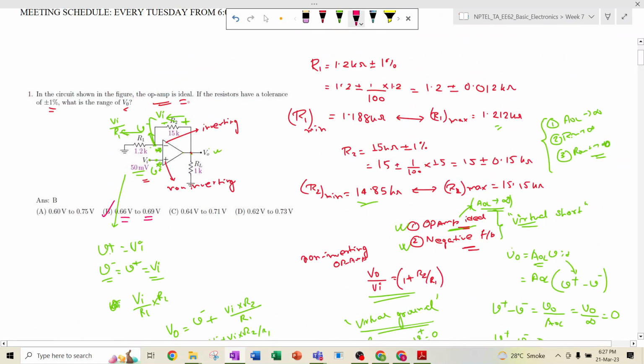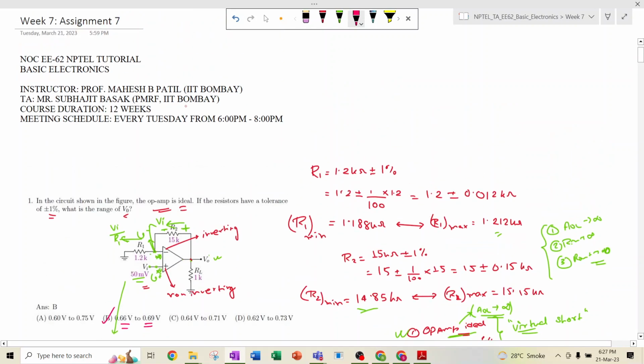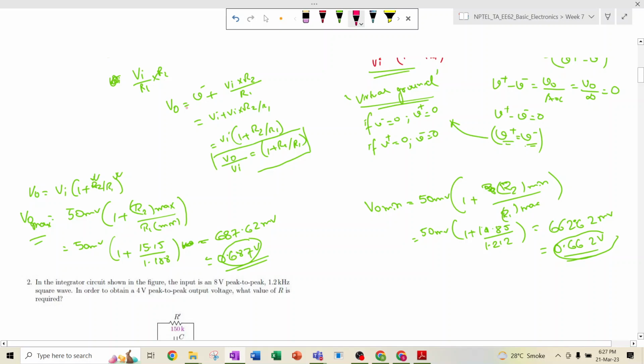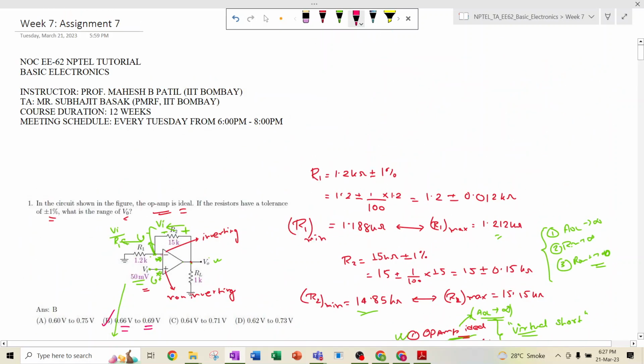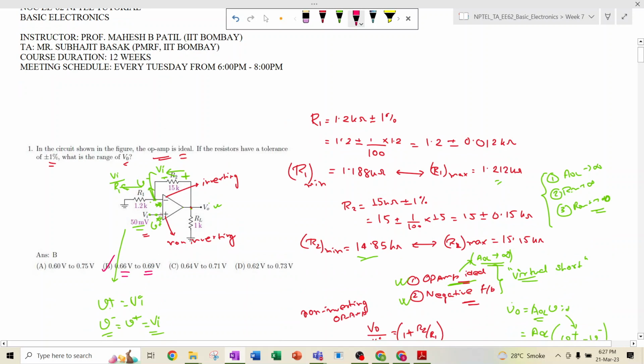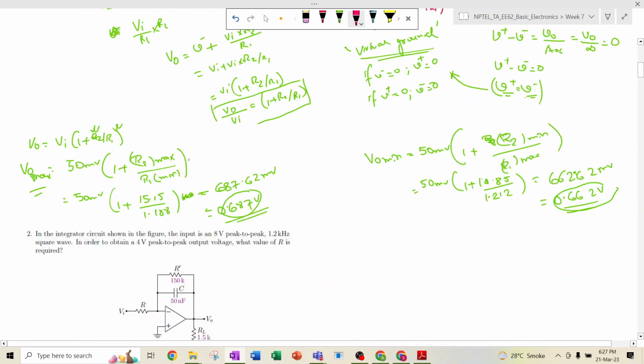Okay, so this is the case where the op amp is ideal. If you have any doubt, you can stop me any time and I will answer you. So this is the case when the op amp is ideal and the resistors also have some tolerance value, then the output is varying. So we have calculated that.